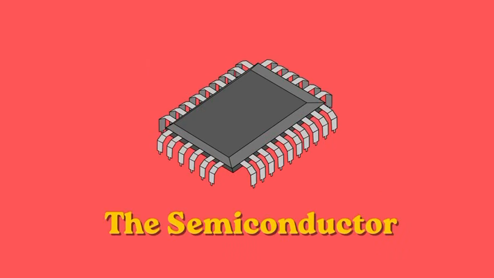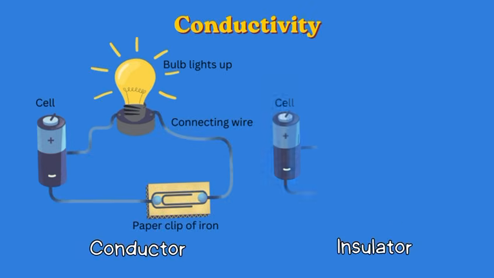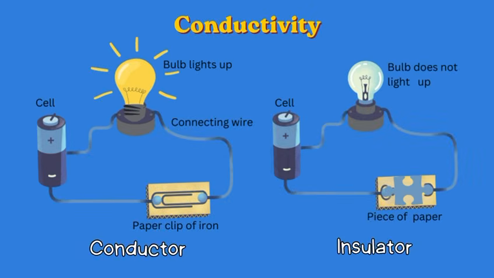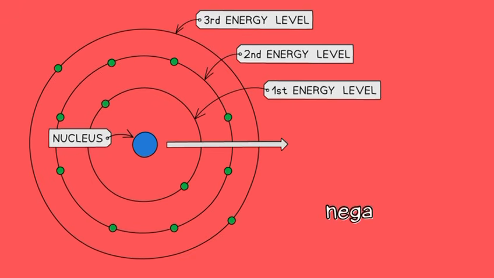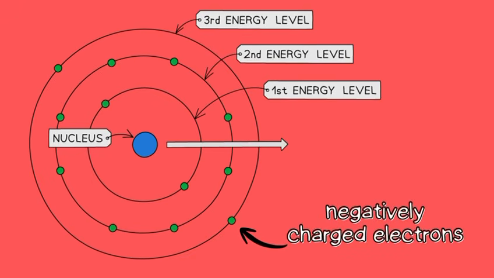Before we understand what a semiconductor is, we must first understand the concept of conductivity. Conductivity is a measure of how easily electricity can pass through different materials. Electricity, as we know, is the flow of electrical charge across a medium. This electrical charge is made up of negatively charged electrons, which lie in energy levels, also known as electron shells, around the positively charged nucleus.